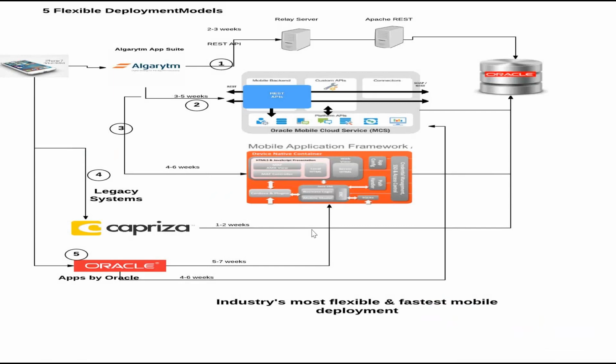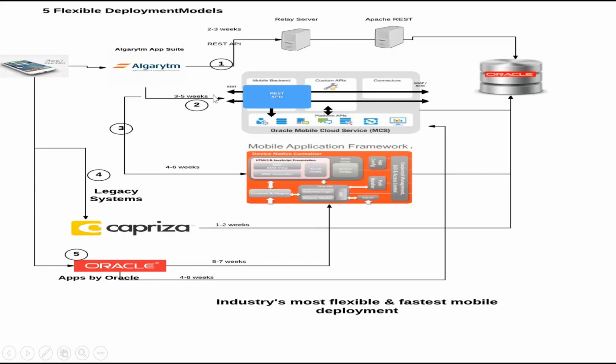First, we would like to show you all the deployment models that our organization supports. The current app that we are demonstrating is using deployment model number 2, where the mobile app is connecting to MCS. From MCS to Oracle EBS, you're connecting through a REST-based protocol. So all in all, we are using REST-based APIs from MCS to Oracle EBS, and from MCS to the mobile app.